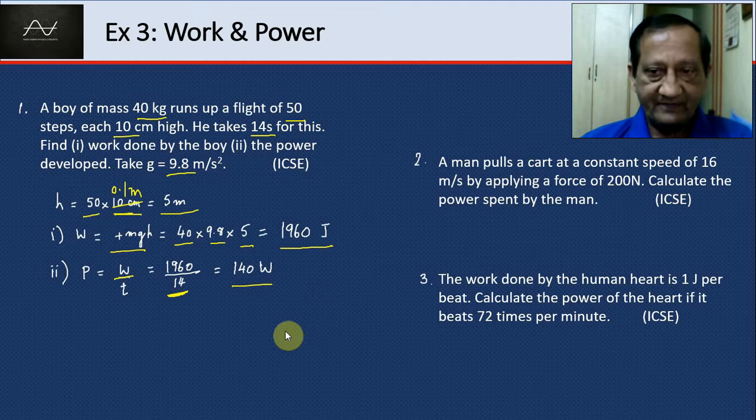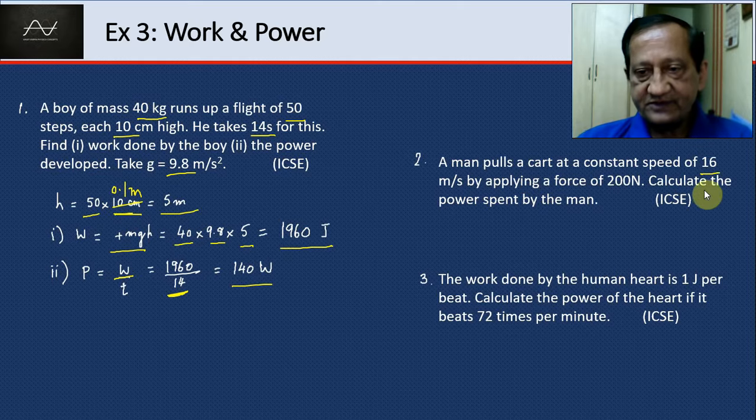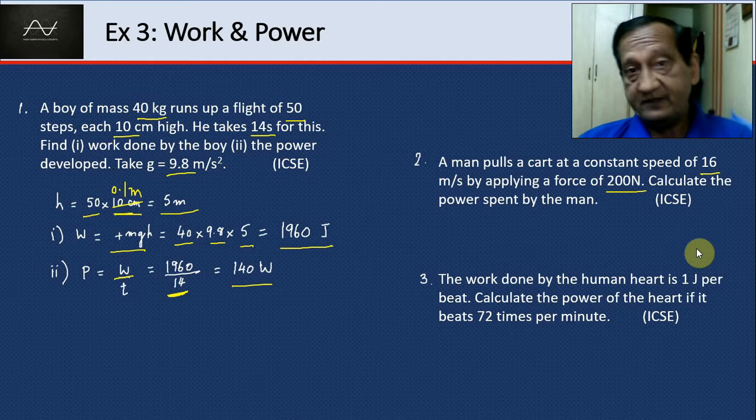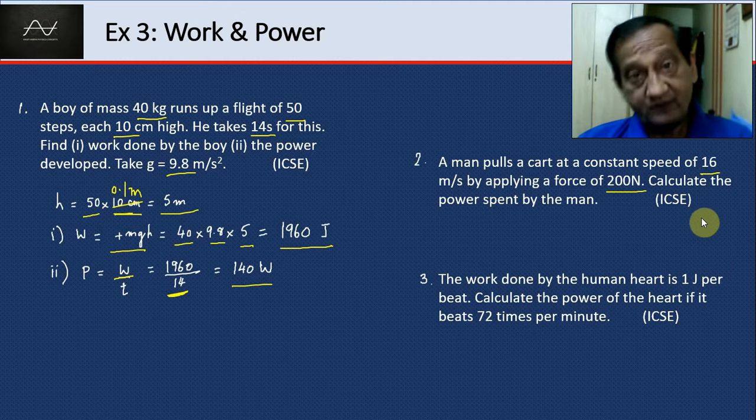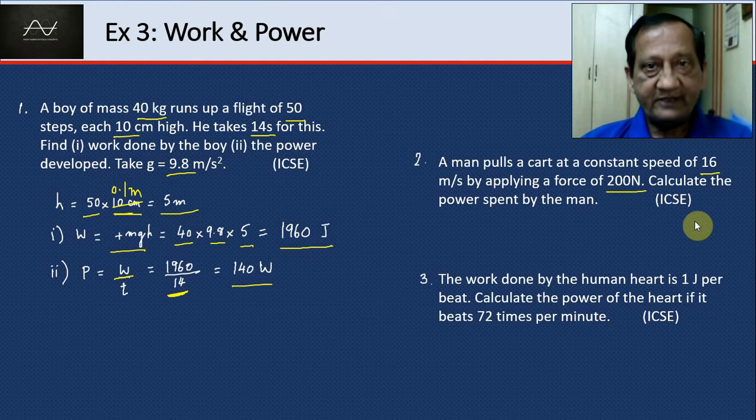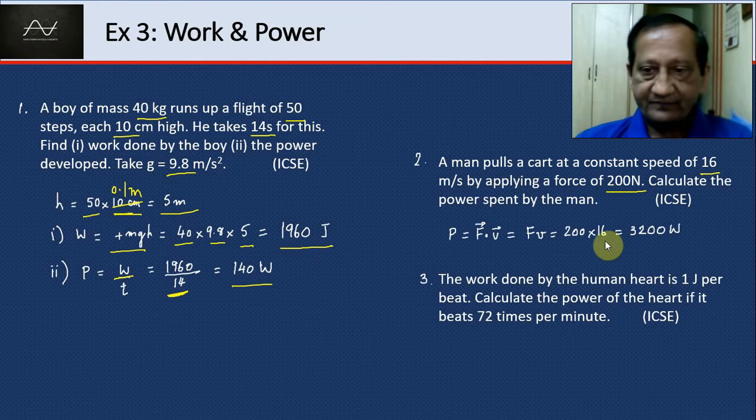Clear? Second, a man pulls a cart at a constant speed of 16 meters per second by applying a force of 200 newtons. What is the power spent or delivered by the man? Power is force dot velocity. In this case, force and velocity are in the same direction. So force dot velocity becomes simply magnitude of force into the magnitude of velocity. Force into velocity, 3200 watts.